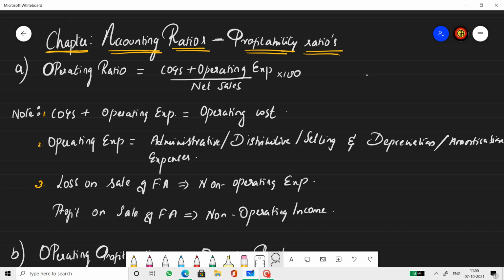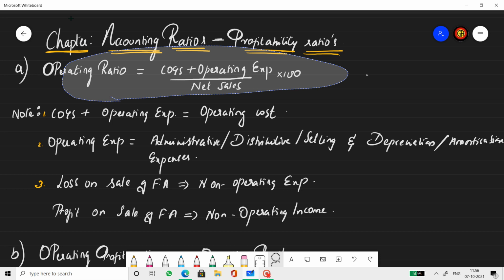A very important point, loss on sale of fixed asset is a non-operating expense because it's a capital loss, and profit on sale of fixed asset is a capital gain, therefore it is a non-operating income. So both of these have no place in finding the operating ratio. All right. So operating ratio is nothing but cost of goods sold plus operating expenses by net sales into 100.